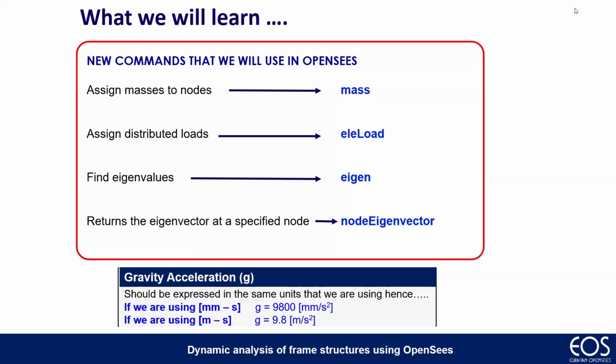You have to be careful with the unit system, okay? So if you're defining a system in millimeters and seconds and so on, you have to use as gravitational acceleration 9800 millimeters over square seconds. Otherwise, you have to use 9.8, okay? So be careful also to this part here, okay?